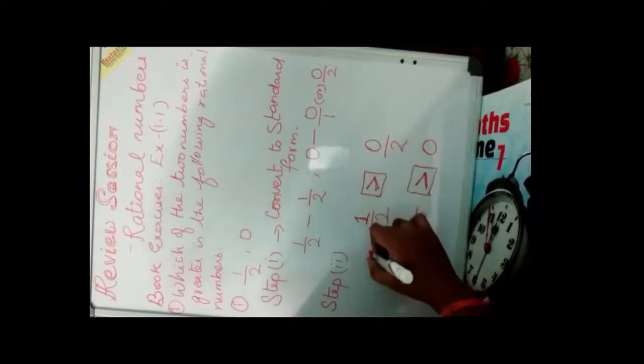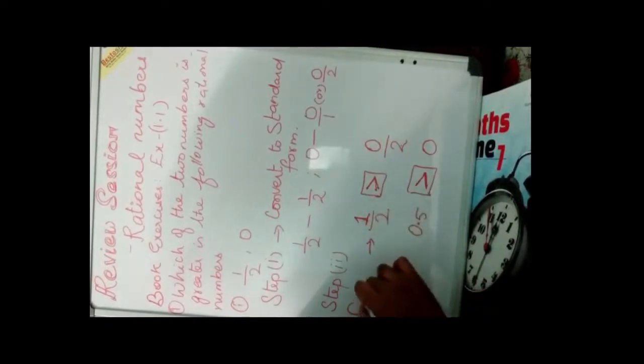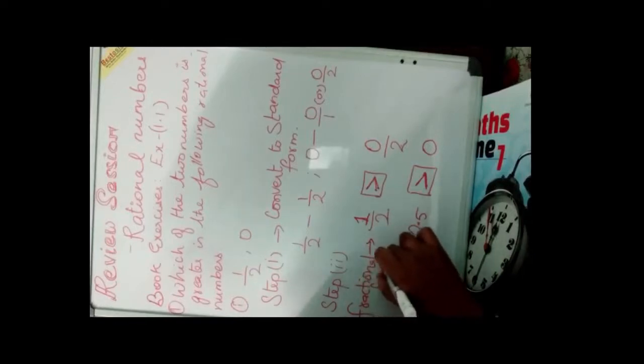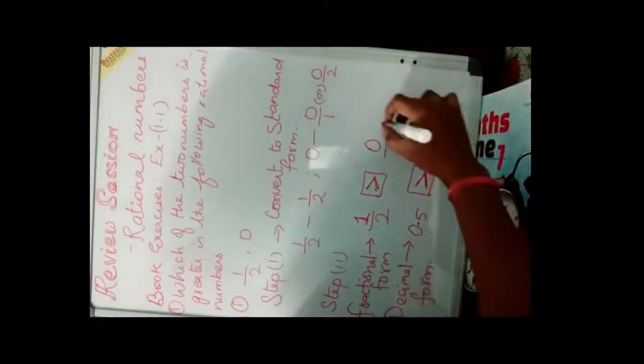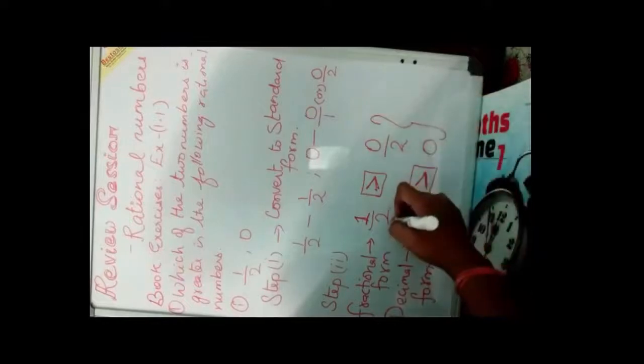So either you can go for the fractional form or you can use the decimal form. Both the methods are correct. Whatever form you use, you will get the same number. So 1 by 2 is greater than 0.